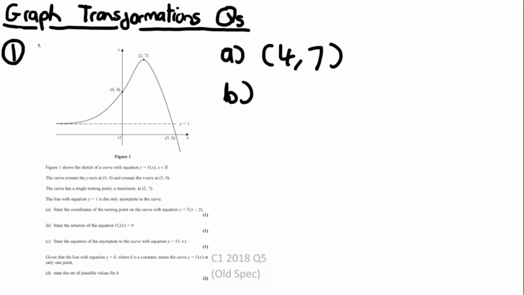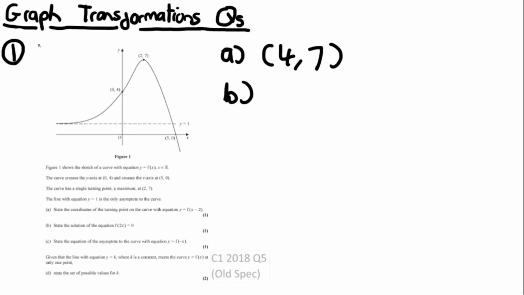For part B, it wants you to state the solution of the equation f of 2x is equal to 0. What this is saying is it wants you to find the roots, because it's equal to 0, so y is 0. It wants you to find the roots for the transformation f of 2x.